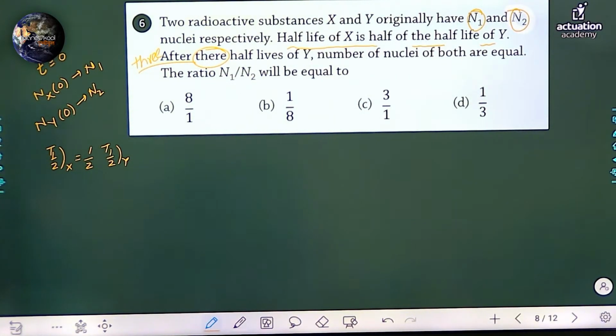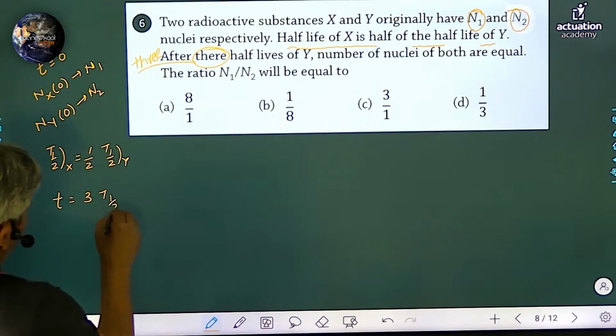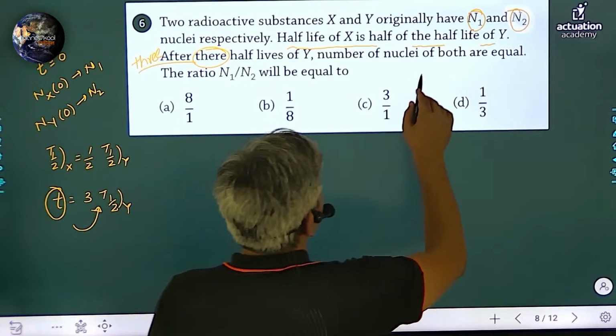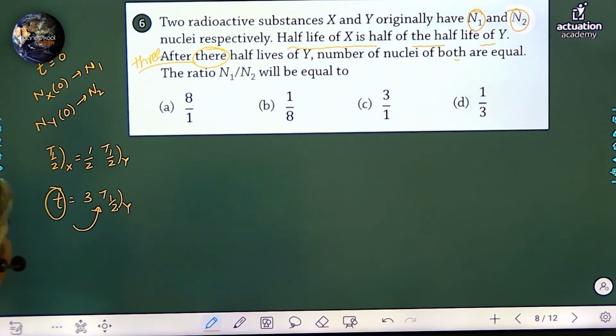After 3 half-lives of Y, this means we are looking for a time which is 3 times T half of Y. This means in time T, 3 half-lives of Y have been consumed. So after 3 half-lives of Y, the number of nuclei of both are equal.